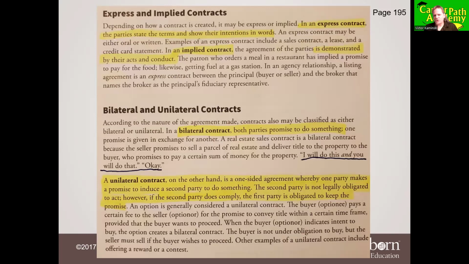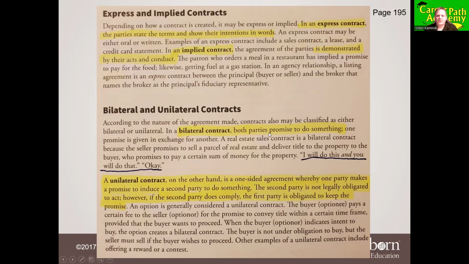Now, what about all the terms? Is it according to the terms of the previous lease that they had, or is there some other terms? Well, you see, that's why it leaves some things to interpretation and it's not so clear. But if we had everything in writing and they signed a new contract, then it would be an express contract. This is why it's always in the best interest to have it in writing, to express those terms and show their intentions in words, not solely by actions.